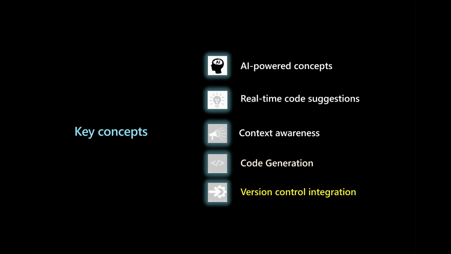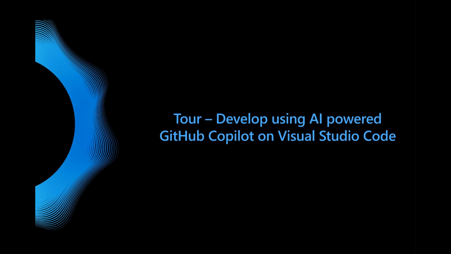We then come to the benefit that's said to be version control integration. GitHub Copilot seamlessly integrates with GitHub repositories, making it easy to commit, push, and pull code changes directly from your editor. This facilitates collaborative coding and version control. So with all these key terminologies, let's go ahead. We will make sense with a quick tour on how we can develop applications, or how we can use GitHub Copilot over Visual Studio Code.